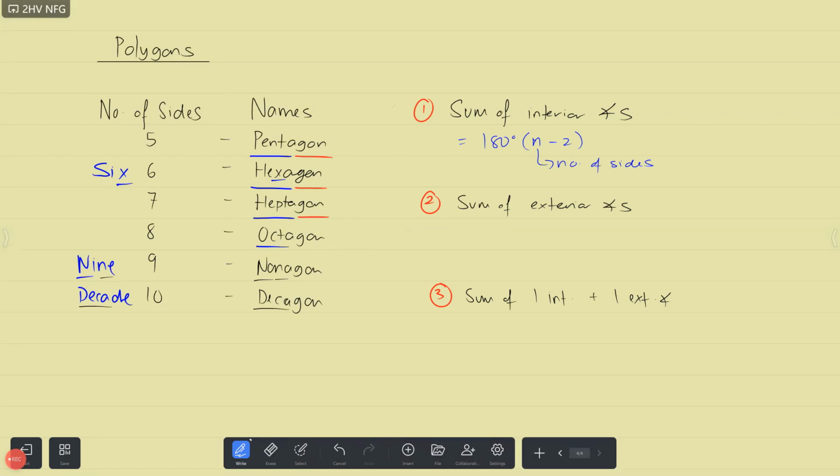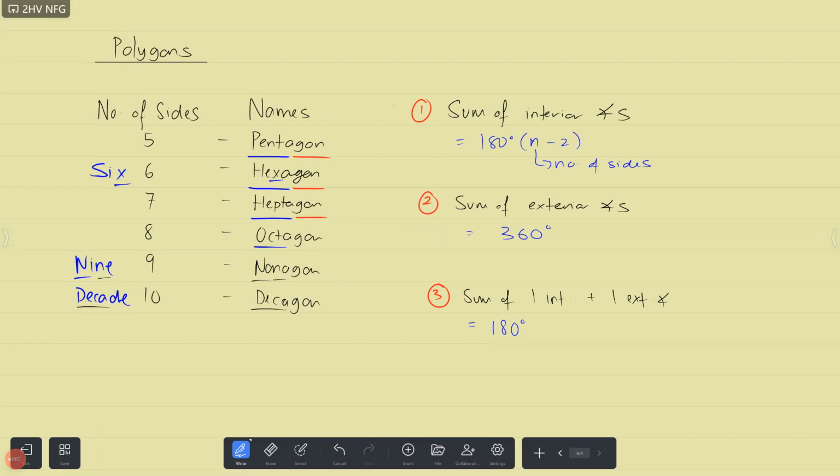Second one, the sum of exterior angles is equal to 360 degrees. It is just a value, there's no formula. You just need to remember it is equal to 360 degrees. Where are the exterior angles? I will show you later in a diagram. And lastly, the sum of one interior and one exterior angle is equal to 180 degrees.